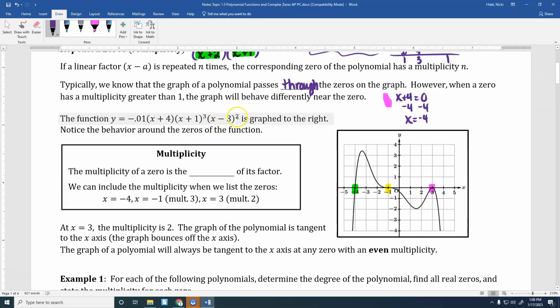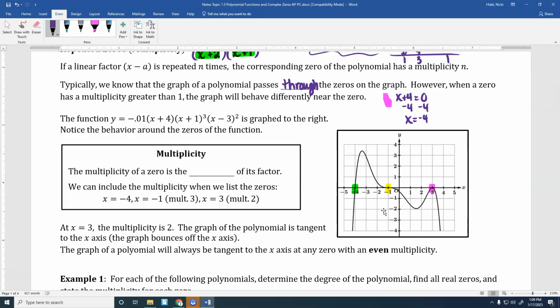At x minus 3, over here at 3, we've got a multiplicity or an exponent of 2, and we bump into the x-axis and go back down. And at -1, we cross, but it does this weird squiggling whenever it goes through there. In fact, -1 is definitely a zero. What else does it look like it is for that graph? What other name could we give that point?